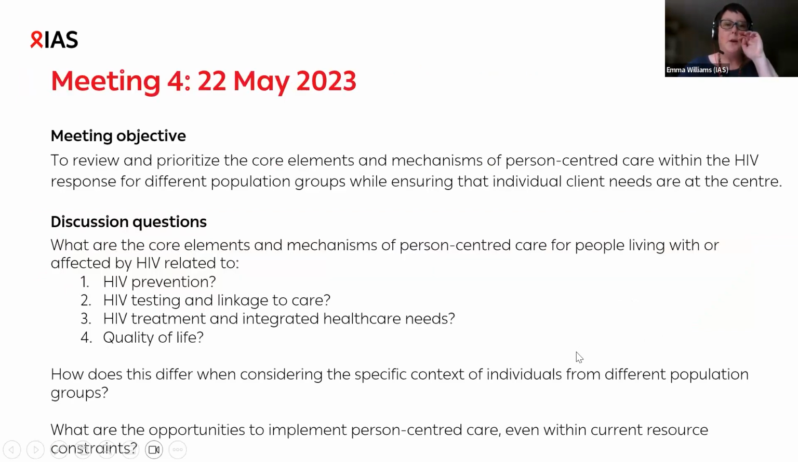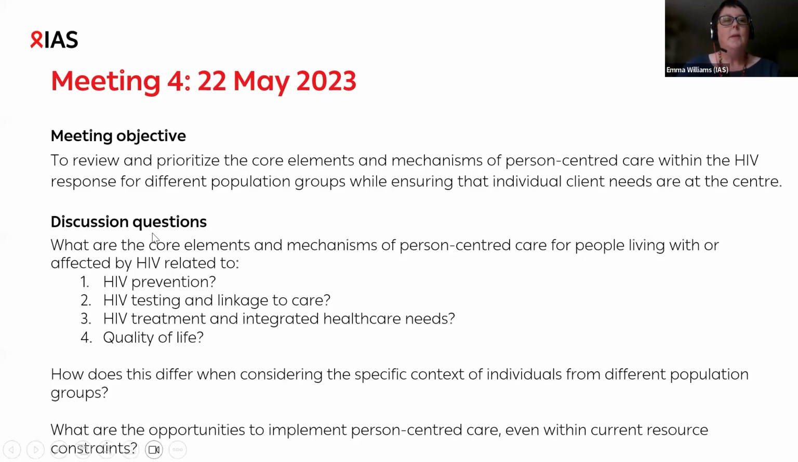So a quick reminder, I've included this. I think most people will have got this on email, but just a quick reminder of the objective of today. It's really to review and prioritize the core elements and mechanisms of person-centered care and how that differs for different population groups, whilst ensuring that individual client needs remain at the centre.